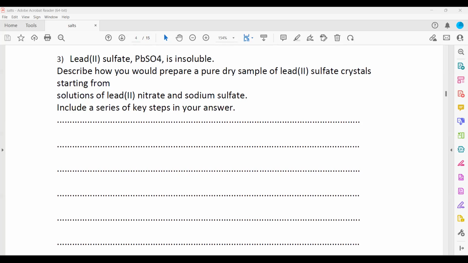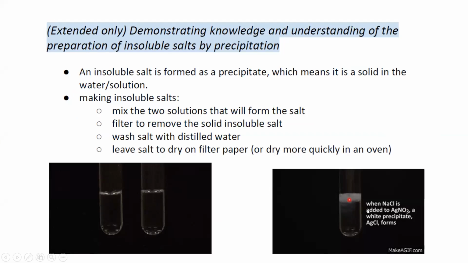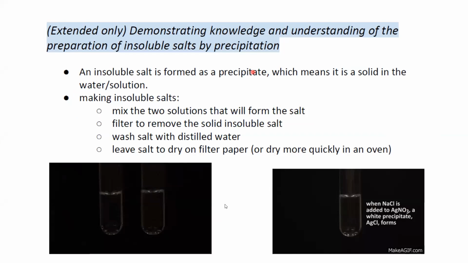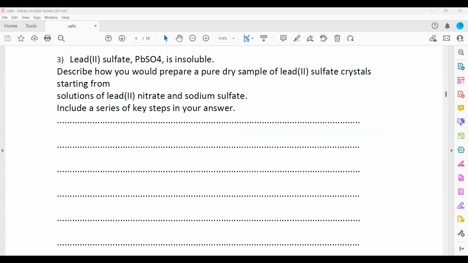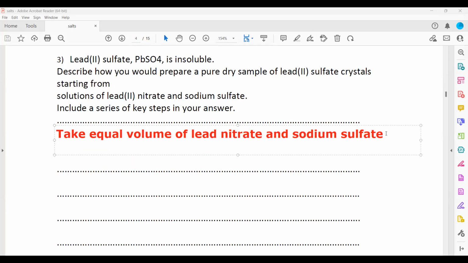The same way it is done, as you can see, we'll mix the two salt solutions. We have two salt solutions. We mix them together, a solid will form, then we'll filter, wash and then dry. These are the steps we will take. So the key steps: we will take equal volumes of lead(II) nitrate and sodium sulfate. That's the first point. Then we mix them together.